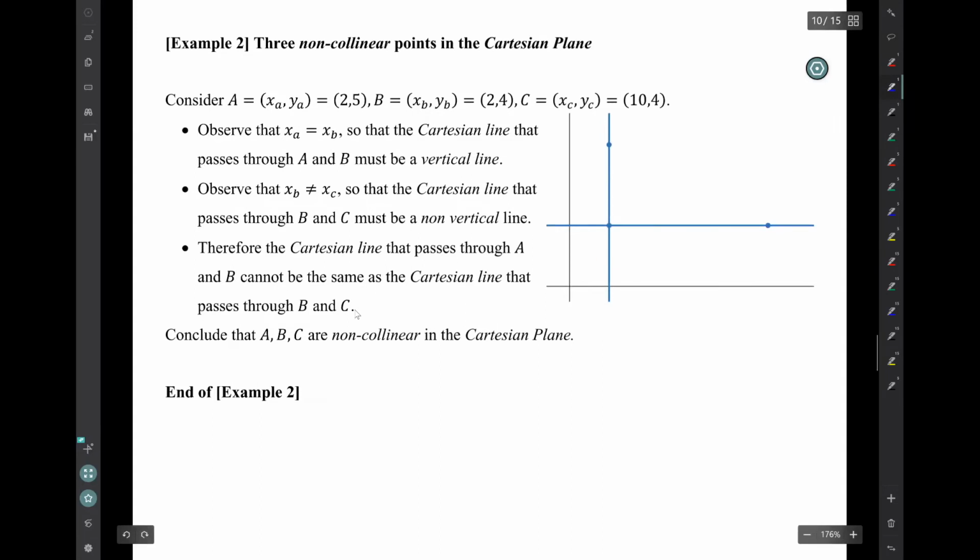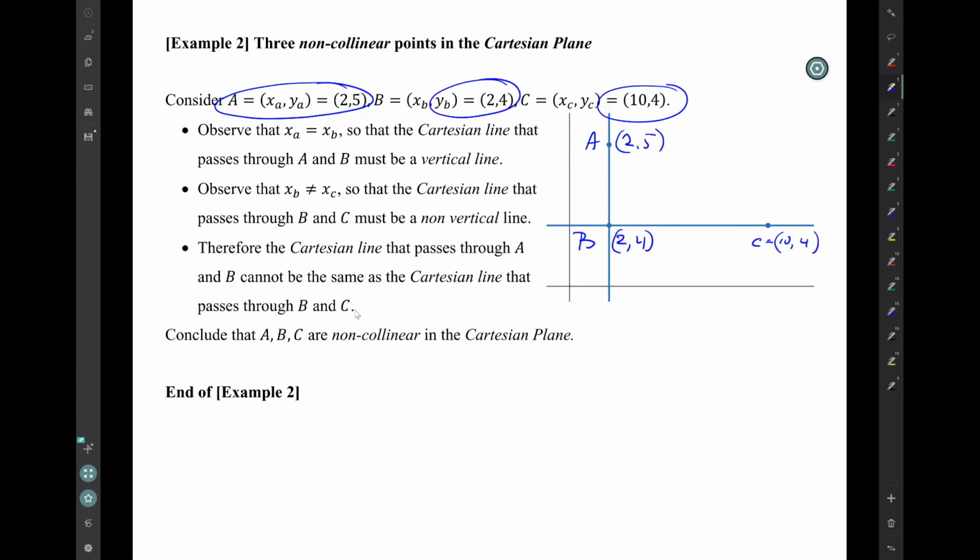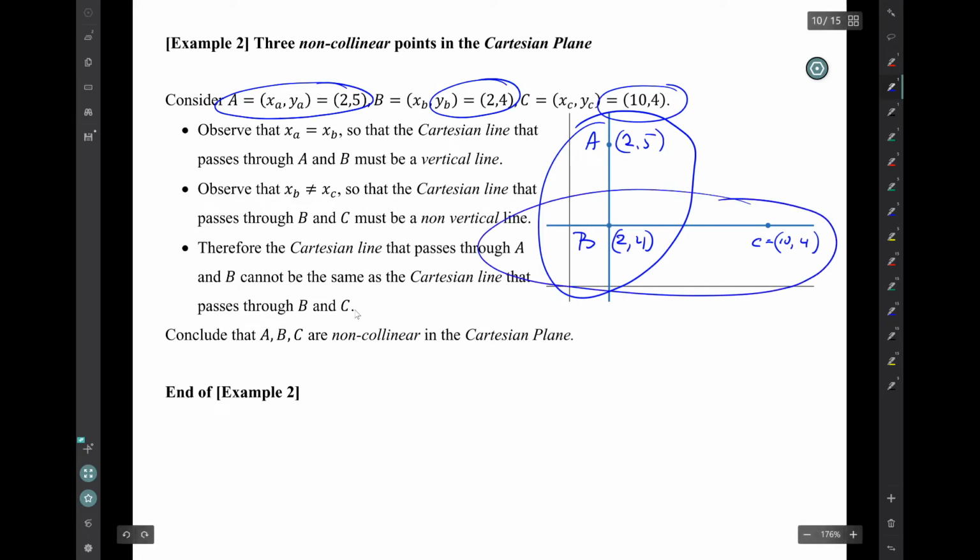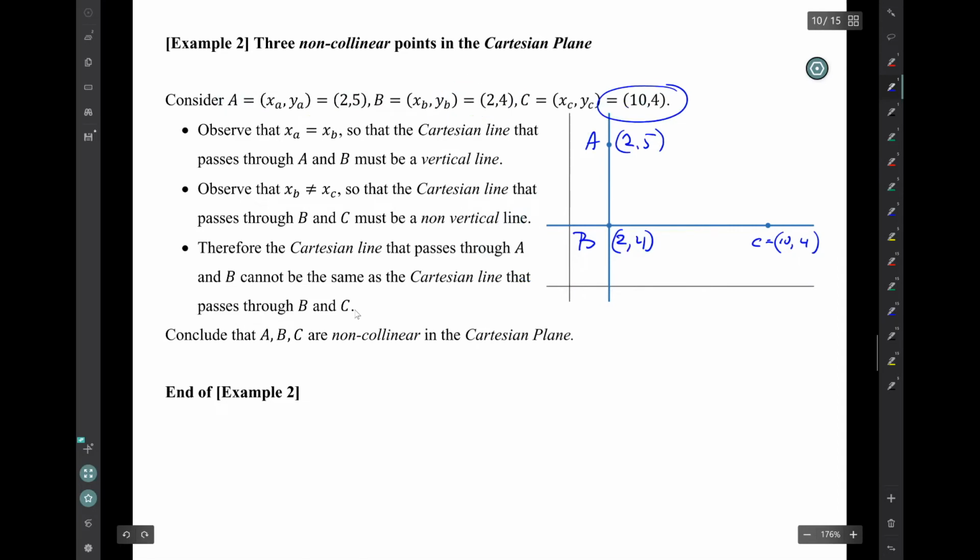So consider these points. A is the point (2, 5), B is the point (2, 4), and C is the point (10, 4). Well, you can see that points A and B lie on exactly one line that's a vertical line, and points B and C lie on exactly one line that's a non-vertical line. So there's no way that a single line can contain all three. The only line that contains A and B is going to have to be this one. So A, B, and C are non-collinear in the Cartesian plane.